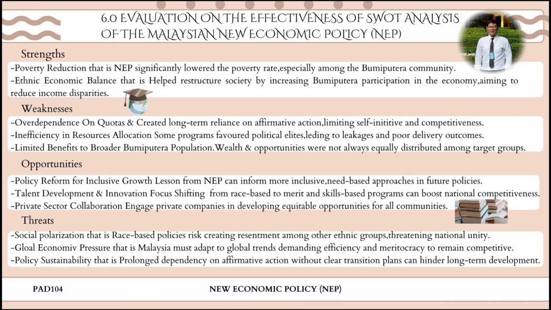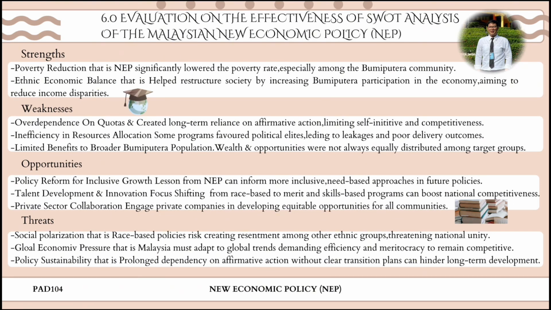So the SWOT analysis is divided into 4 parts. That is strengths, weaknesses, opportunities, and threats. So we go part by part. Firstly is strengths. Poverty reduction. That is, the NEP significantly lowered the poverty rate, especially among the Bumiputra community. Second one is ethnic economic balance. That is, it helps restructure society by increasing Bumiputra participation in the economy, aiming to reduce income disparities.